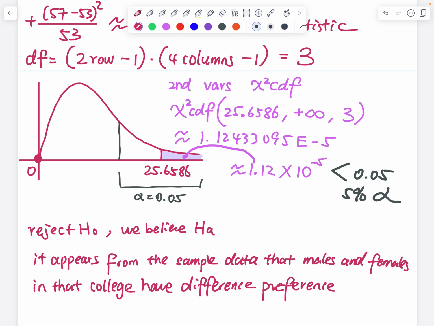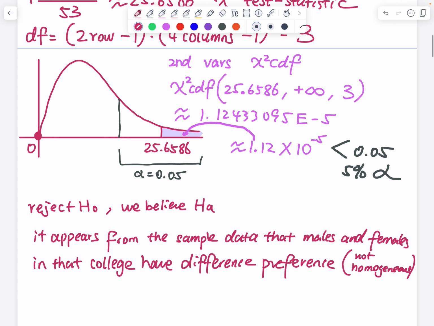What does different preference mean? Different preference means not homogeneous. Because H naught is homogeneous, HA must be not homogeneous. So we believe HA, then we have to say they have different preference. That means not homogeneous when it comes to selecting a pet.